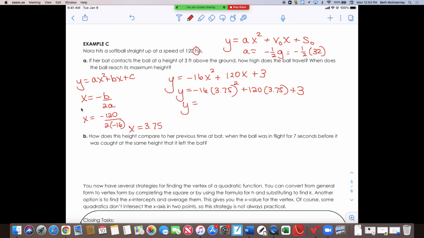Anybody have it yet? Yeah, Jordan, what'd you get? Good job. Yeah, so 228 feet is the maximum height. And it occurs at 3.75 seconds.